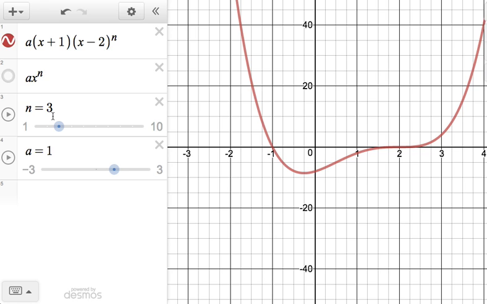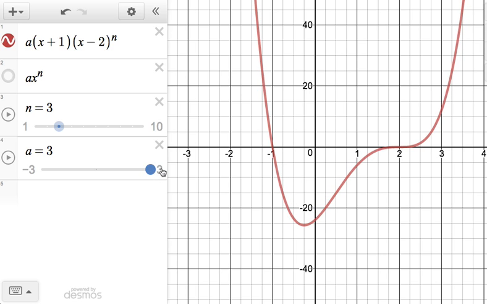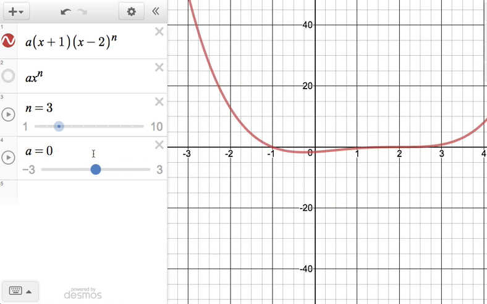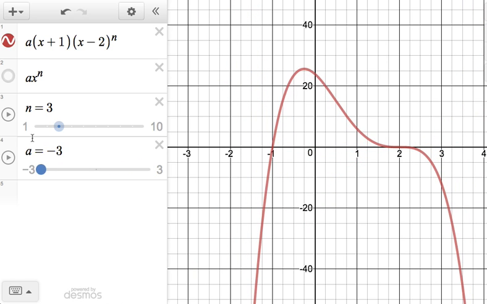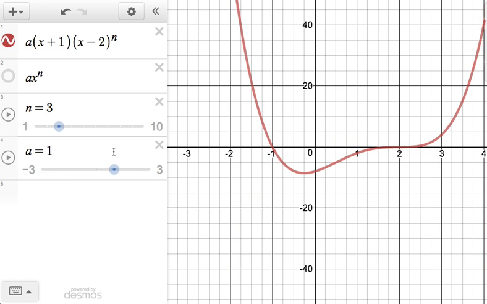Let's see if a still affects things. Remember, a does a vertical stretch and shrink, so watch what happens. You can really see the stretch a lot better here. Do you see the hump down here getting smaller? Smaller, smaller, smaller, flip, and then stretching it again. So you can see the a really showing its flare with this red graph. Hopefully you notice that the x-intercepts did not change when you changed a, the number in front.